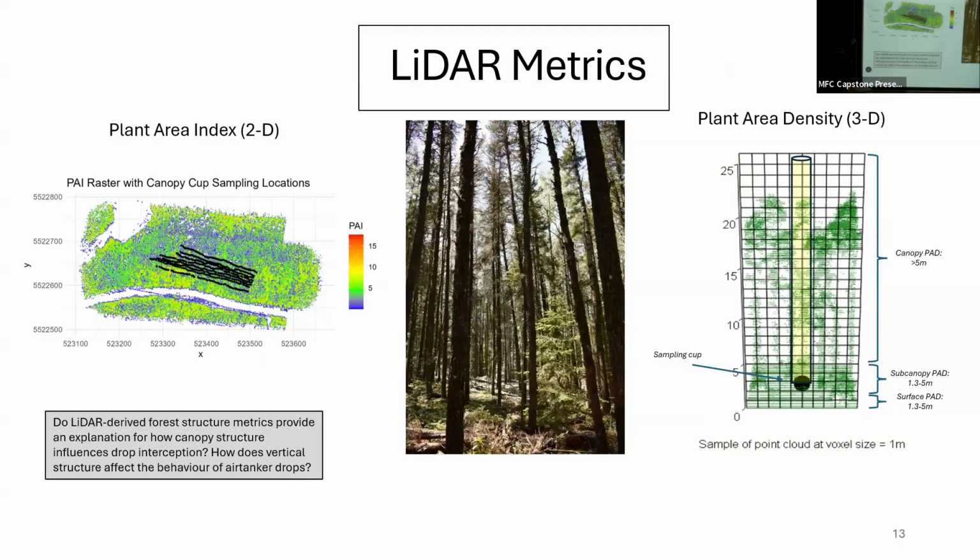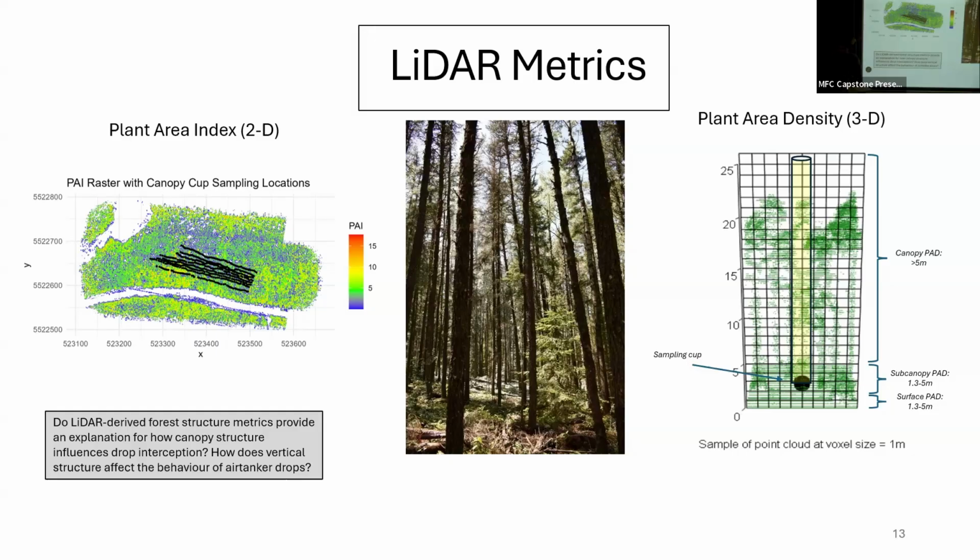In terms of the LiDAR metrics, we use the LiDAR scan to calculate multiple metrics, with the 2 primary ones being plant area index and plant area density. Plant area index is a 2-dimensional metric that measures the total one-sided area of plant material per unit of ground, with plant area density being a 3-dimensional volumetric counterpart to plant area index, estimating biomass as meters squared per meters cubed within 1 meter vertical bins. For this study, plant area density was summarized into 3 vertical layers: surface, subcanopy, and canopy.